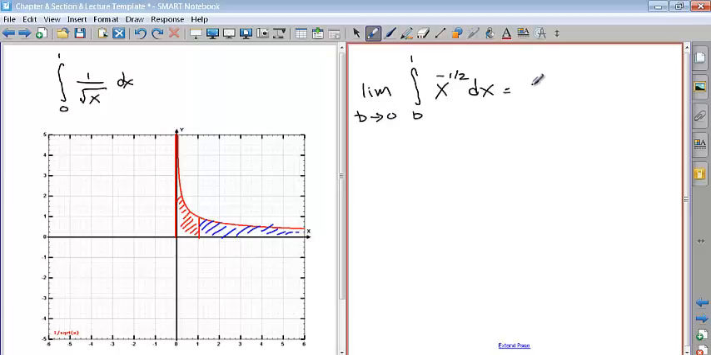So we still have our limit because we haven't evaluated the integral yet. So the integral of x to the negative 1/2, you add 1 to the exponent, divide by the new exponent. You evaluate it between b and 1.